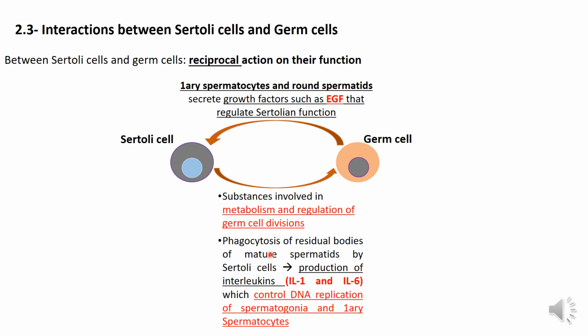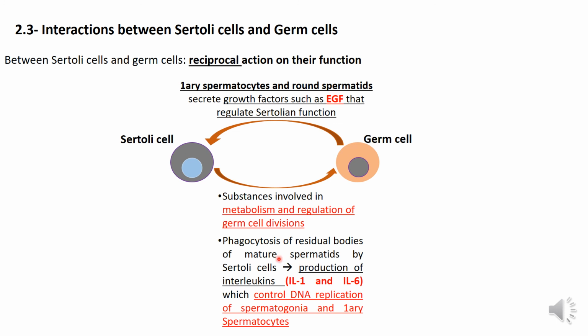Now, the phagocytosis of the residual body will induce the production of interleukin 1 and interleukin 6 in the Sertoli cells, and they can act on the germ cells, where they can control the DNA replication before the mitosis and before the meiosis.